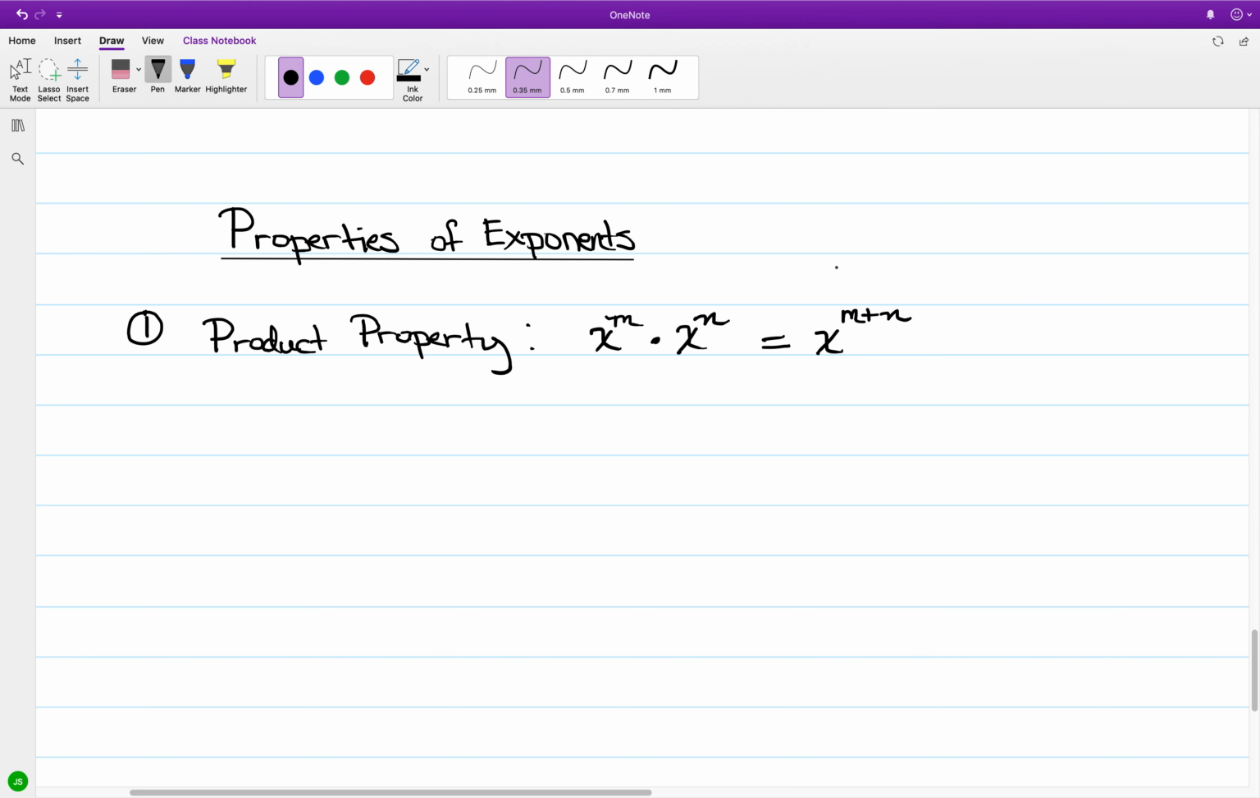And just as a basic example, if I have x to the third times x to the fourth, that's going to be equal to x to the 3 plus 4. And the outcome is x to the 7th.